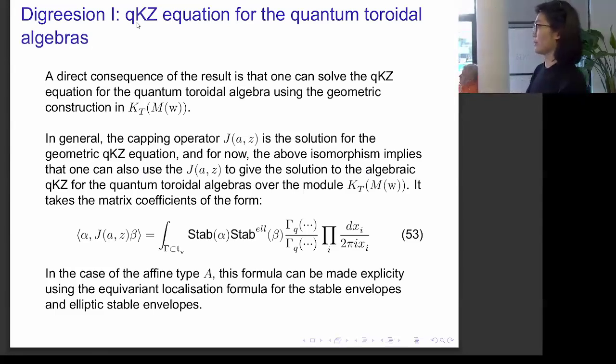So it has a general formula looking like this. Especially in the case of type A, the formula for the non-abelian stable envelope here, the elliptic stable envelope over here, and these q-gamma functions can be written explicitly using the equivariant localization formula. So you can see that for the case of type A, this formula can be written explicitly in terms of the fixed points.